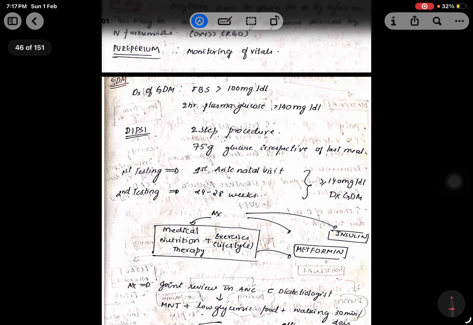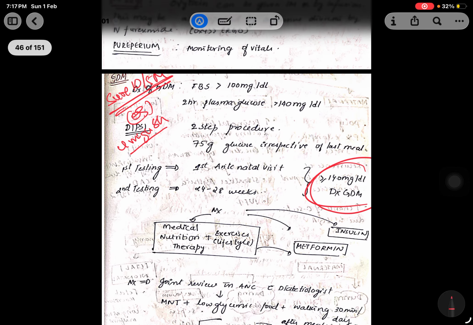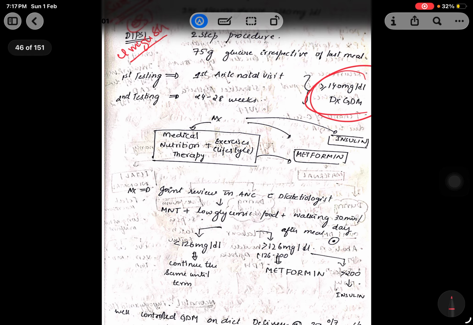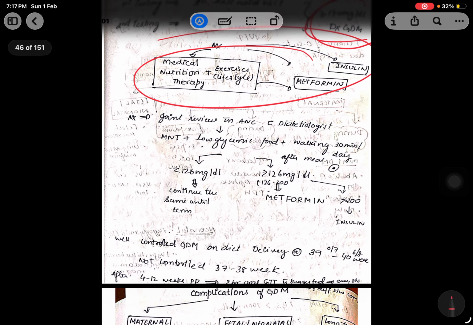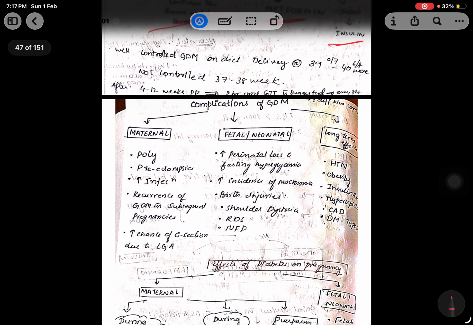Okay, GDM: sure, a 10 or 5 marker, or you might get it as a short or long case in your final exam. I'm sure you know it. The same principle applies here. These are the options which you have to manage a GDM case, and you will start drugs, which I'm sure you know. I'm not discussing much. I have provided you the template, so make sure you just follow it and come back.